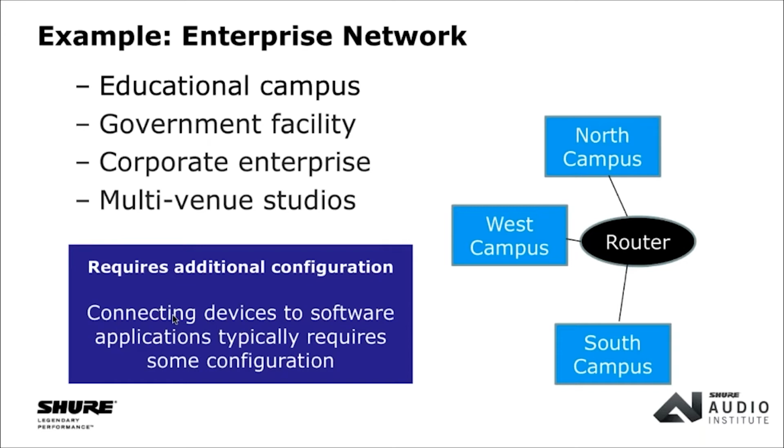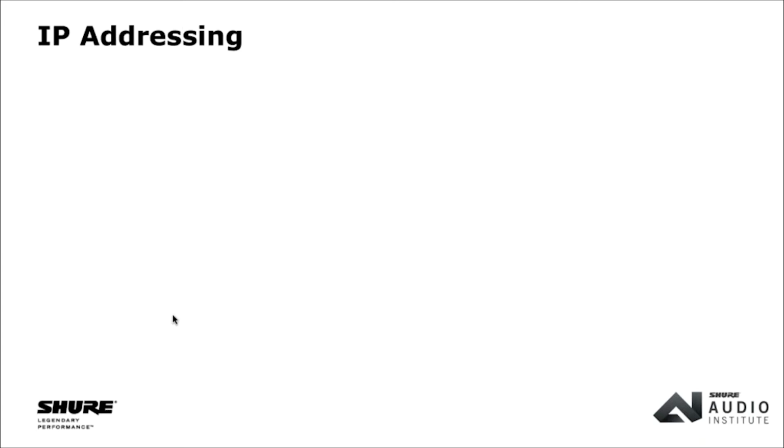On the contrary, an example of an enterprise network or a distributed network gets a little bit more complex. These can be seen at educational campuses, large government facilities, corporations or corporate enterprises, even multi-venue studios. This is where different logical groups of devices, and the picture I have on the right shows them as geographical ranges like campuses, but the same could be said for audio equipment, lighting equipment, powering equipment. These different subnets or different networks require a little bit more configuration. Connecting the devices to one another and then to a centralized router that enables traffic to flow between these subnets is a little bit more manual, and you need a little bit more savvy to get things set up properly.